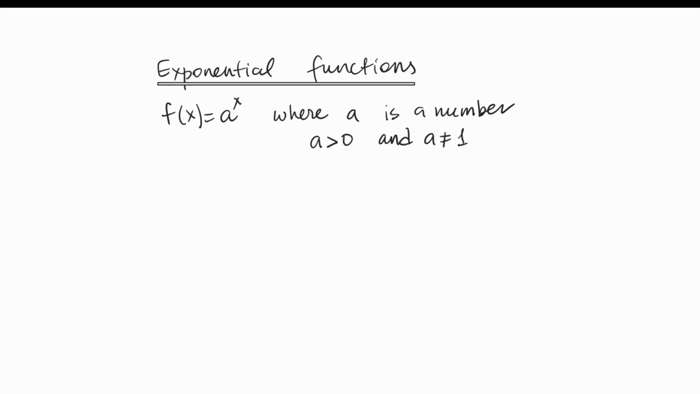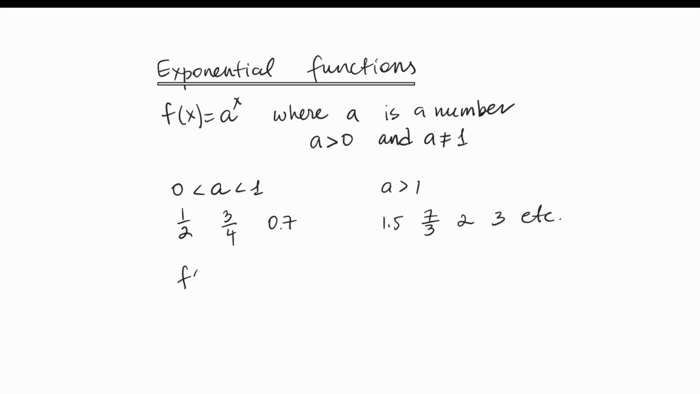There are two different kinds of exponential functions. One is where a is anything between 0 and 1. So it can be anything like 1/2 or 3/4 or 0.7, so anything in between 0 and 1. And the second kind is where a is greater than 1, so those a's are 1.5, 7/3, 2 or 3, etc.